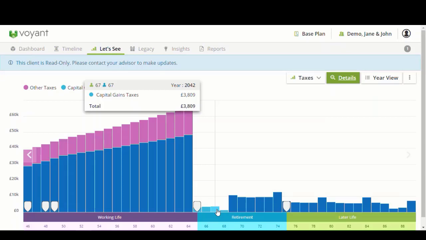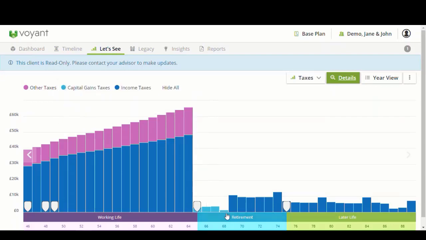You can also show on your chart how you can add value to your clients. You can do this by looking at their assets in a tax efficient way, and you can ensure that you're using their tax allowances, as evidenced in this case with the CGT that we've been incurring.